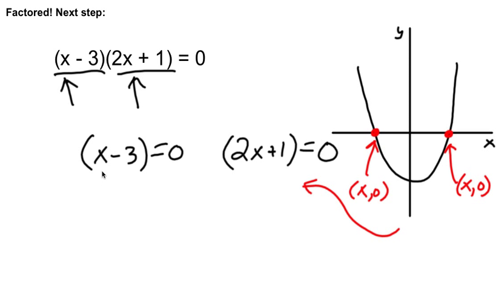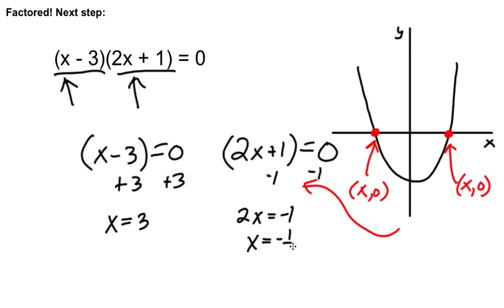So then I'm just going to go ahead and solve for x in these equations. I have x minus 3 equals 0. All right, well then I'm going to add 3 to both sides. So I get x equals 3. Then over here I have 2x plus 1 equals 0. Well, if I subtract 1 from both sides, I get 2x equals negative 1 and x equals negative 1/2.